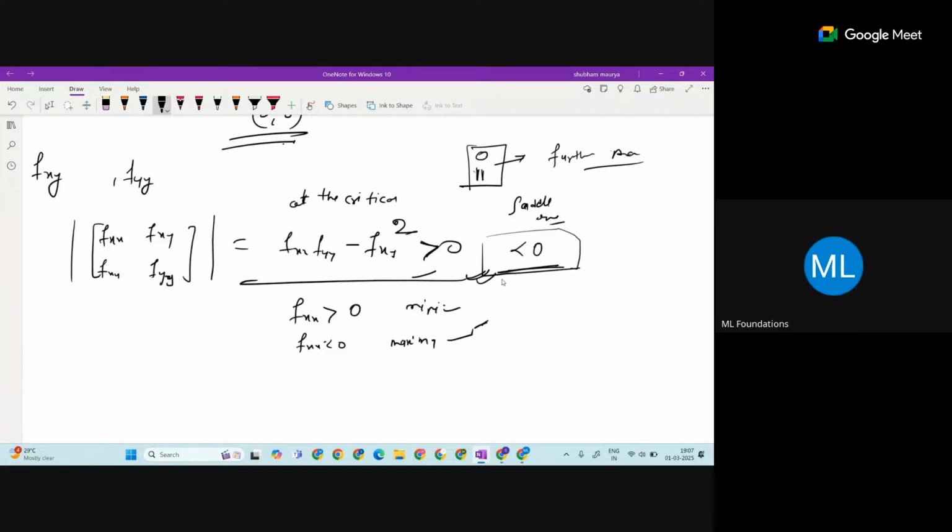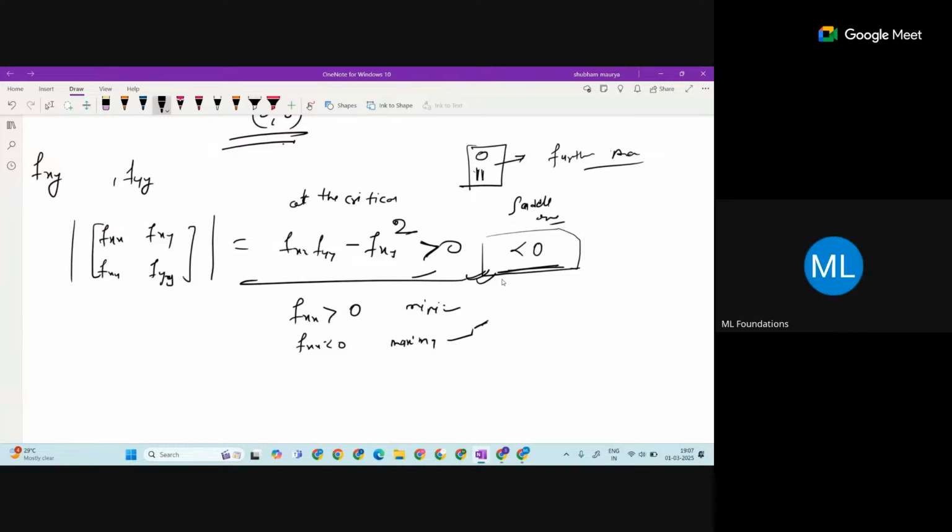So the best thing is let's keep it as less than 0, greater than or less than. If it is less than 0, then it is a saddle, and if greater than 0, then it is a maximum or minimum. What is the further analysis?